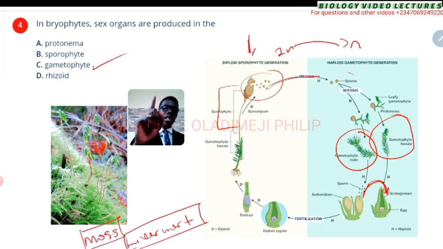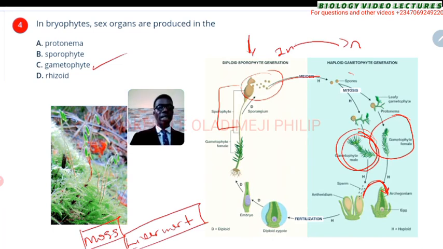Now, hear this. This particular plant needs water to bring about reproduction. If they don't have water, it won't happen. That's one of the reasons why they are called the lowest level of development of plants. They rely on water to carry out reproduction, because it is when rain has fallen or water is available that the sperm cell can swim from the gametophyte. The gametophytes are actually independent of each other, so the sperm cell will have to swim from the male gametophyte to the female gametophyte. Alright, hope this is good.